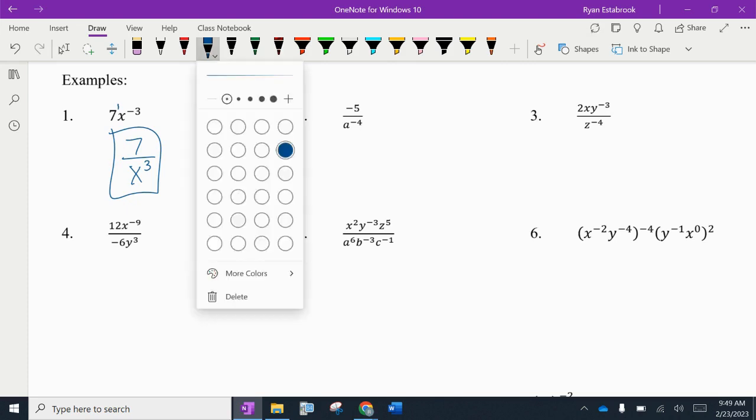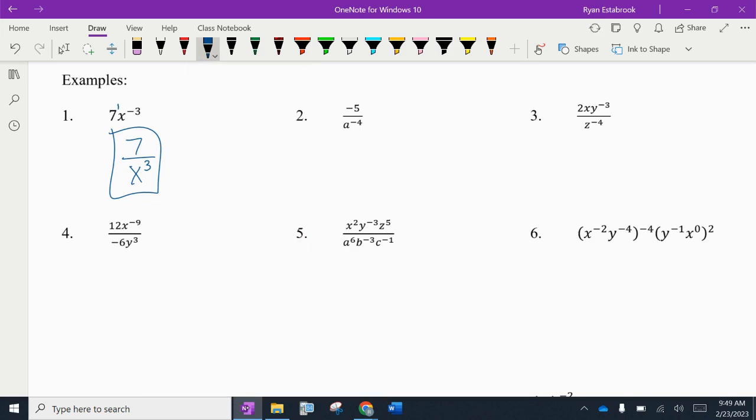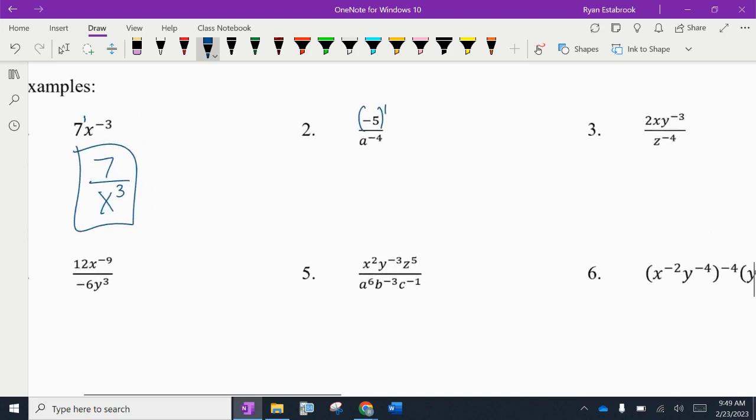So number 2, another kind of tricky one. We look in the numerator, there's this negative 5. It's a negative 5 as opposed to being 5 to the negative 1. There is a difference. This is like negative 5 to the first, which is a positive exponent. So that negative 5 can stay exactly where it is.